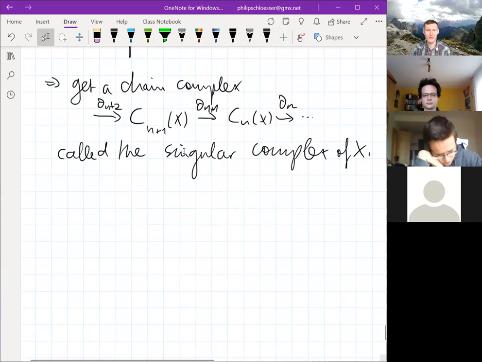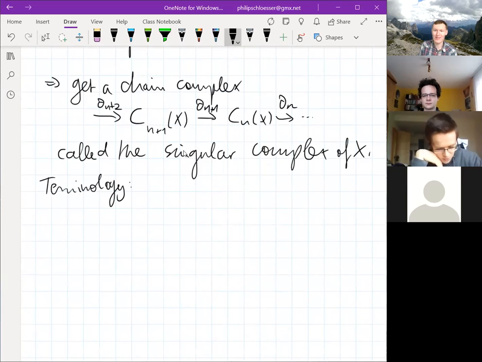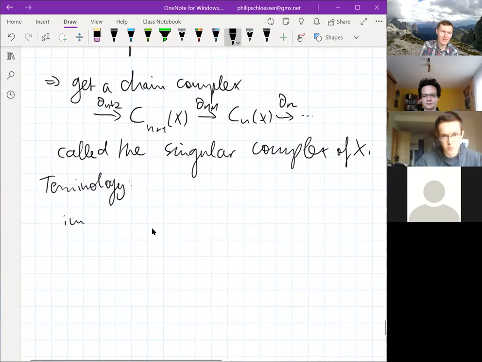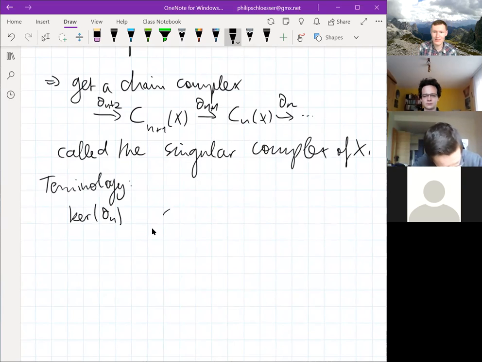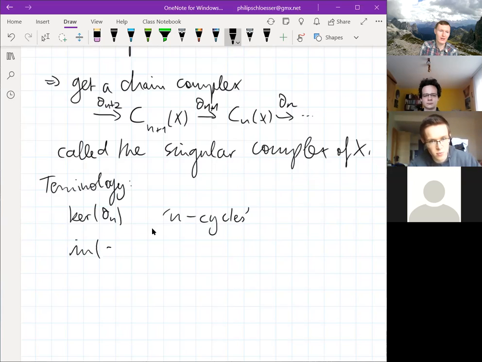And I guess we can now reiterate our bit of terminology. Chains that have no boundaries are called cycles, so the kernel of partial n is the n-cycles, and the image of partial n plus 1, those cycles that actually do come from our boundary operator, are called n-boundaries.